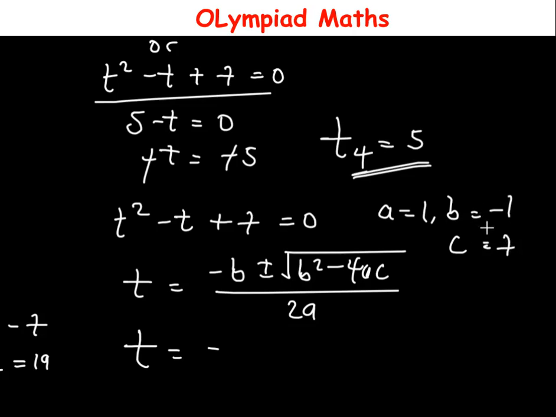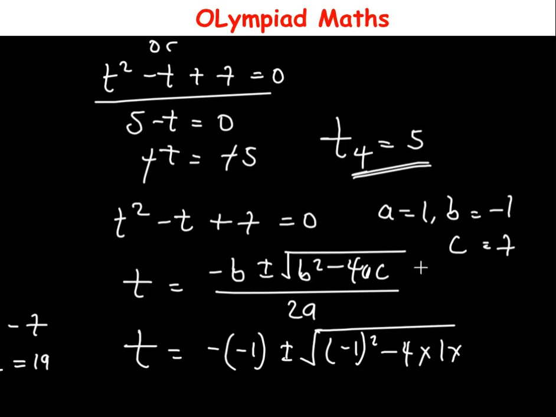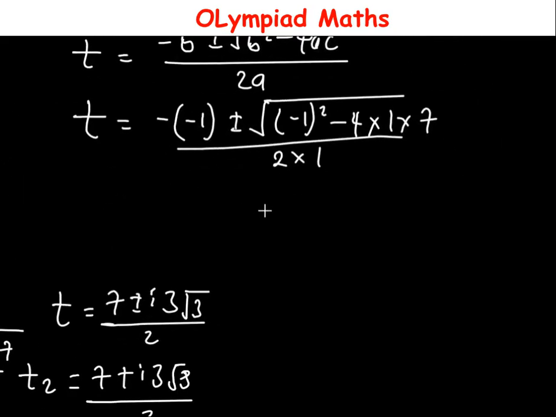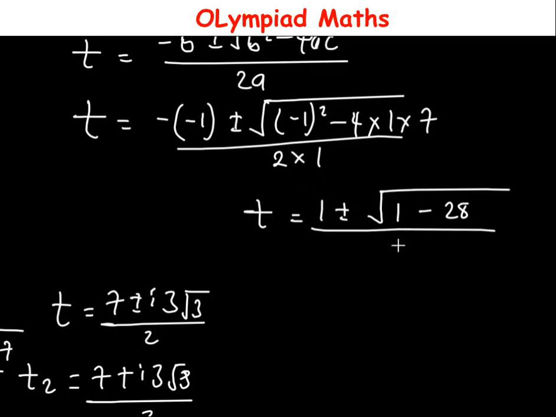Now we're putting these values into the formula. We have b is minus 1, so bracket minus 1, plus or minus square root of b squared, so minus 1 squared, then minus 4 times a is 1 times c is 7, then all over 2 times a is 1. With this, t is equal to minus times minus 1 is plus 1, plus or minus square root of minus 1 squared is 1, minus 4 times 1 times 7 is minus 28, all over 2 times 1 is 2.